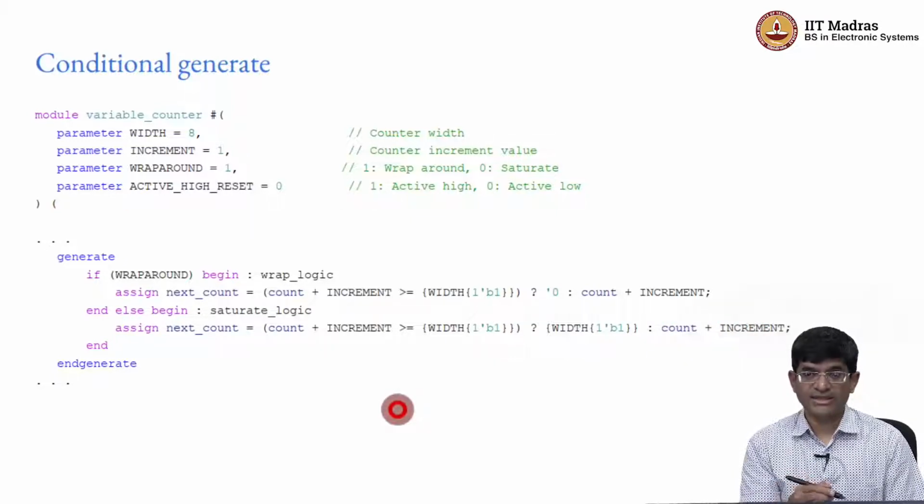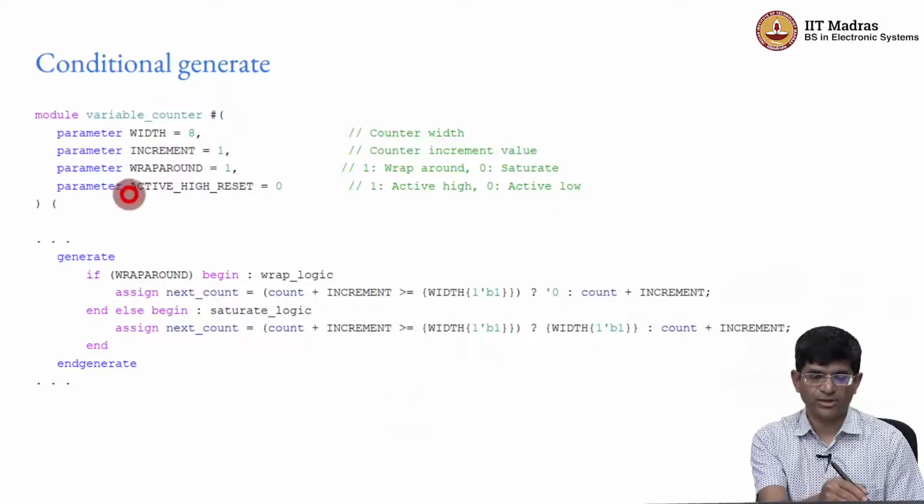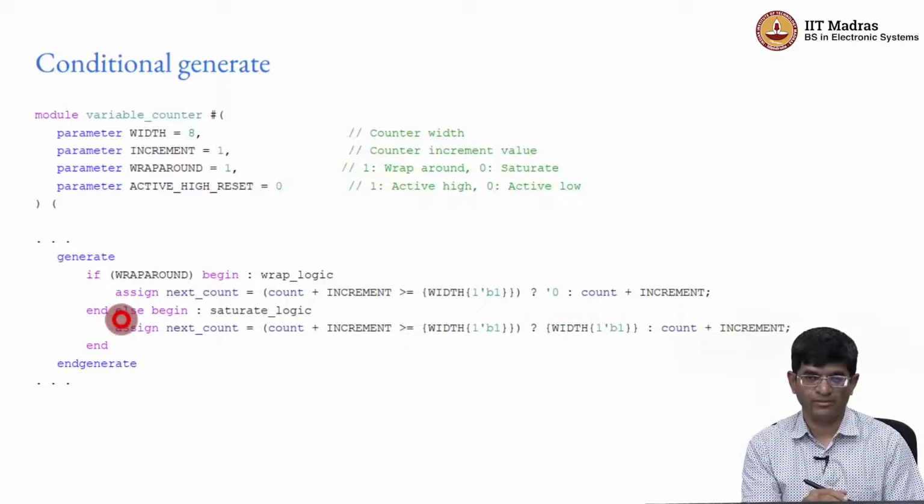Now what this means is at compilation time, as long as your parameters are defined, it will have either this assign statement or this assign statement, and the other one actually completely goes away from the logic. It is no longer there after the point that you have instantiated and given a specific value for the parameter wraparound.